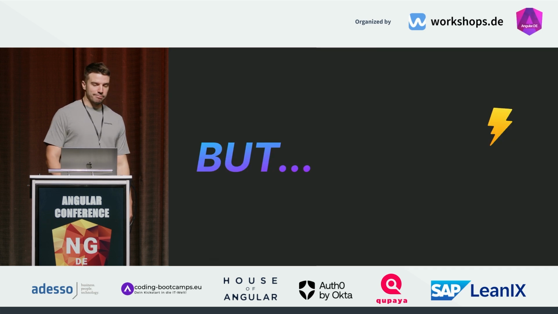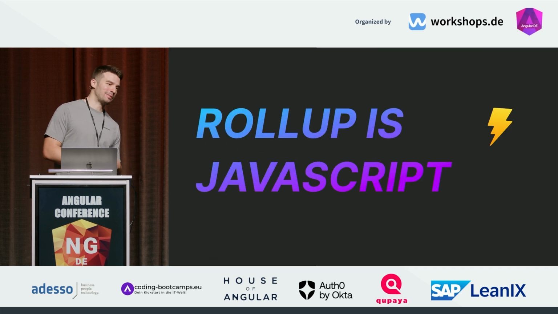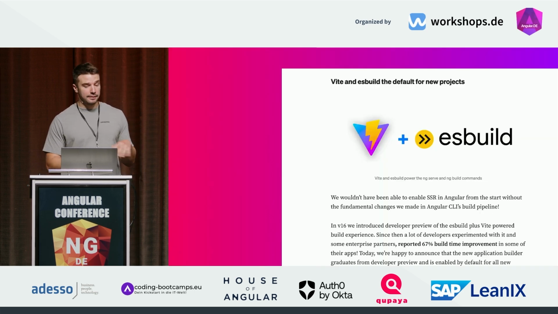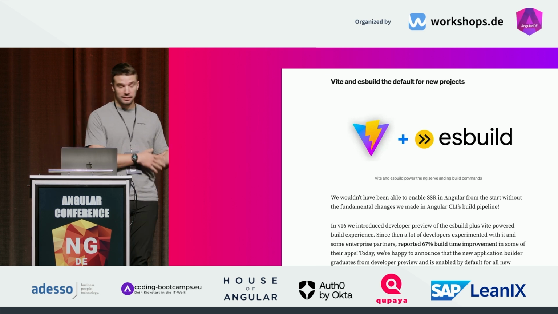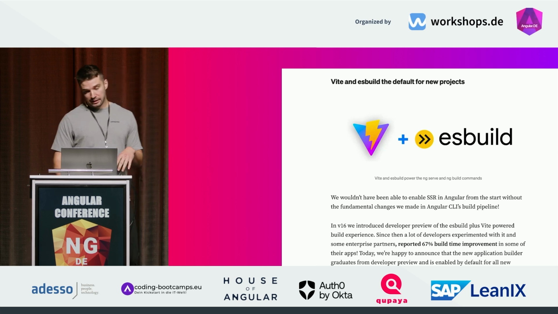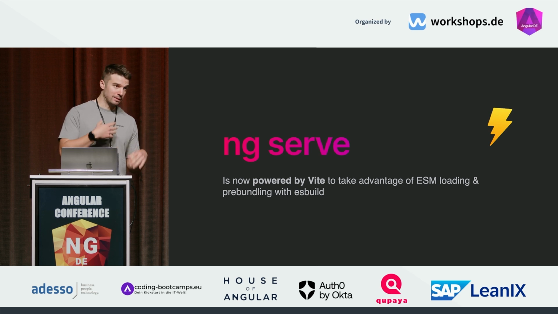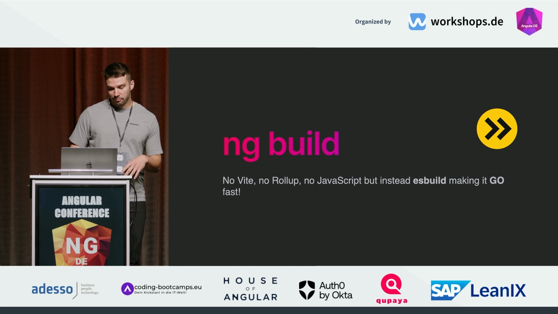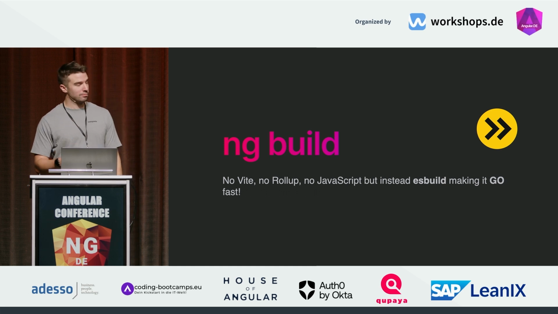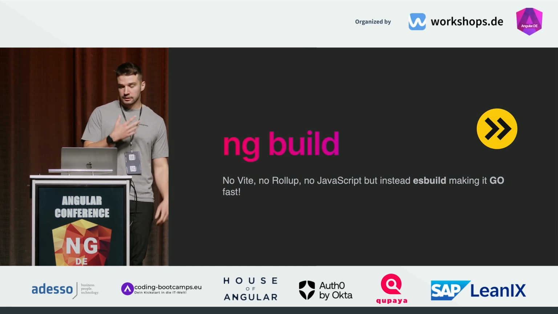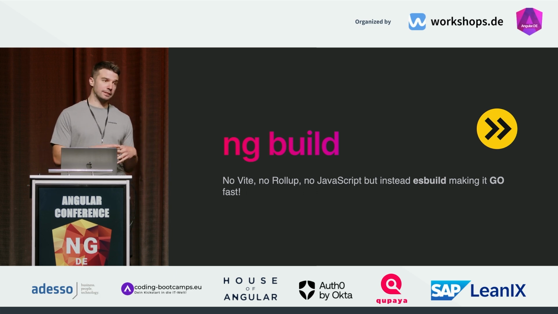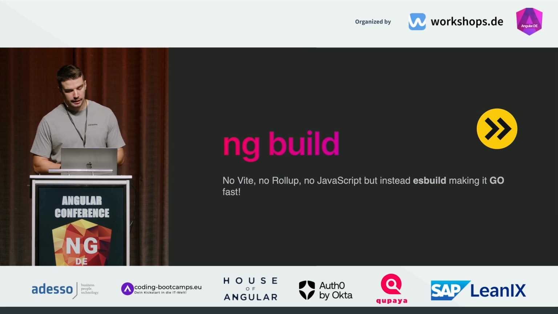But there's one problem. Rollup is JavaScript, right? So it's not so quick, actually. And I hope this also explains why the Angular team announced both Vite and ESBuild support with version 17, because it uses Vite for the dev server and keeps development super quick. But then uses Go, which compiles to native code, parallelizes a lot of the work, and keeps things very fast, even at a scale of like Google's applications, right?